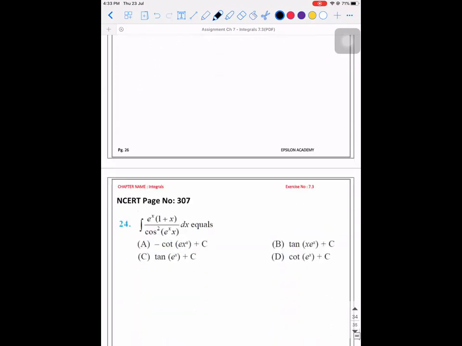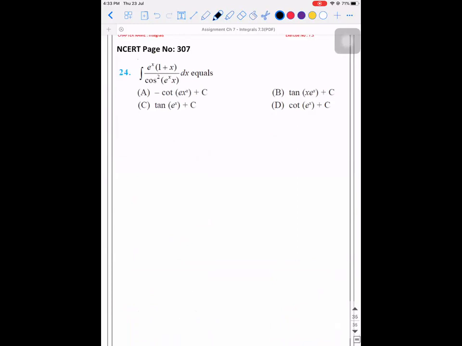Next one. So integral of e power x into 1 plus x divided by cos square of x into e power x dx. So the solution here is put x into e power x as t, because if you observe, the numerator is a derivative of this term in the denominator. So e power x into 1 plus x dx is equal to dt. Apply UV rule, you will get this only. So the question will get transformed as dt divided by cos square t.